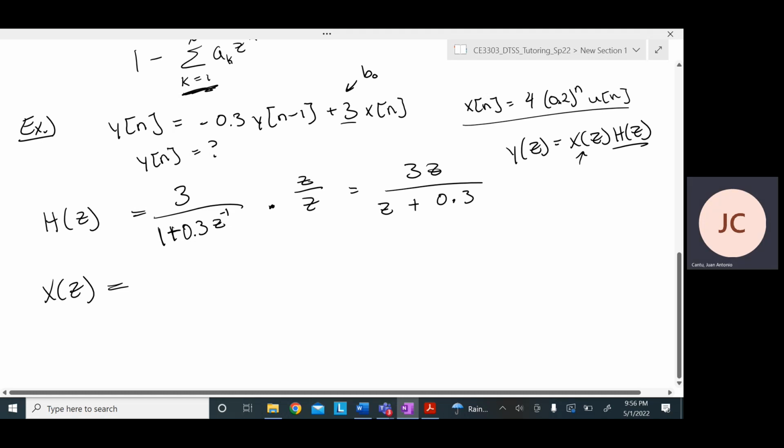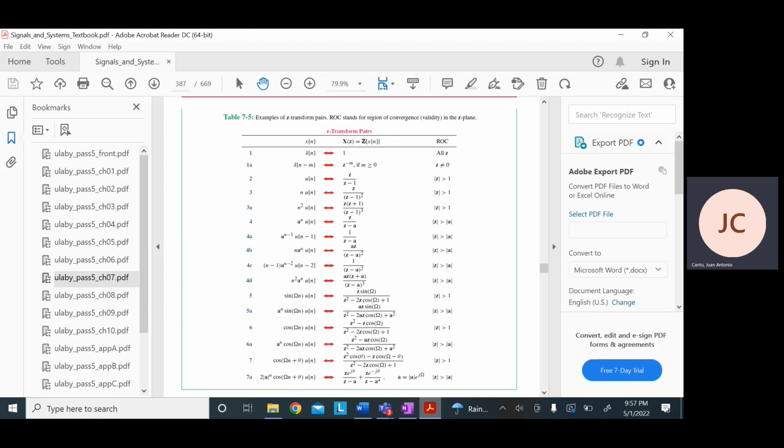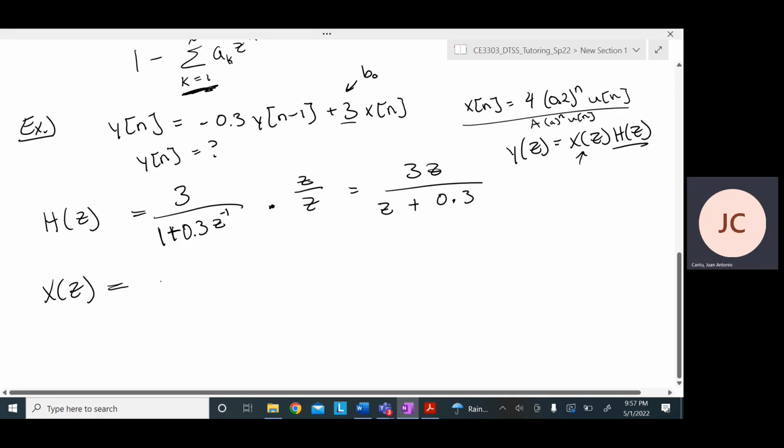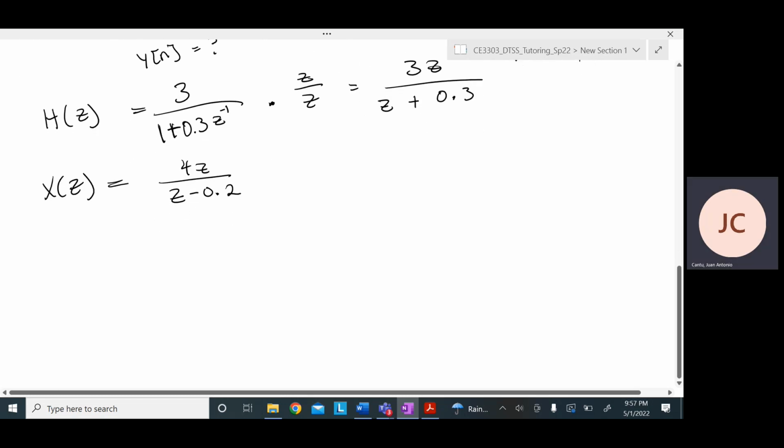It should. If we think about it, we've got some coefficient, big A, and little a raised to the n, u of n. Here, a to the n u of n is z over z minus a. So our X of z is simply 4z over z minus 0.2. Okay, so now let's figure out what Y of z is.